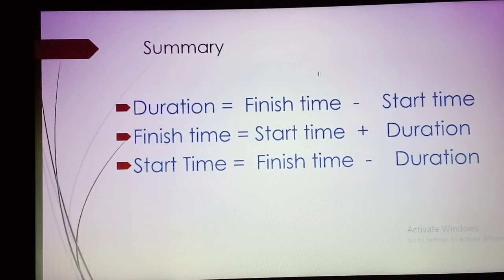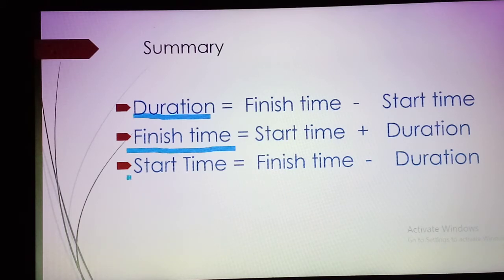Okay, let's see the summary now. If we want to find the duration, subtract start time from the finish time. If you want to find the finish time, add the start time and the duration. Finish time is a later time. To find a later time, we always add.